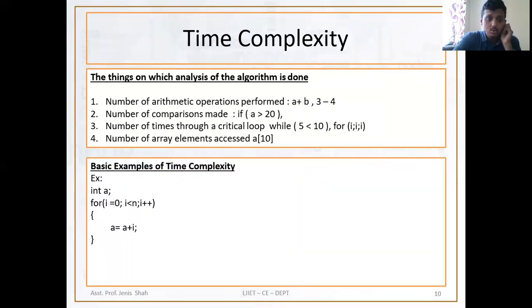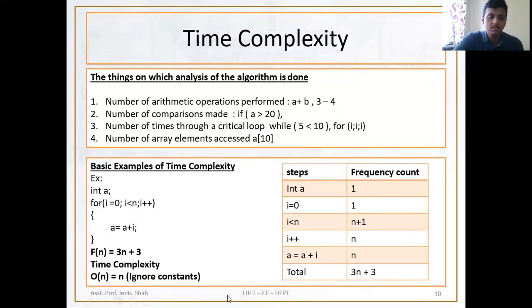Now let me show you the last example. The basic example of time complexity: here we have one example like integer a, for i equal to 0, i less than n, i plus plus, a equal to a plus i. Students, write the execution time of each and every statement. Make one table: the first column contains steps, the second column contains the frequency count of that particular step. So the first step is integer a, and its frequency count is 1.